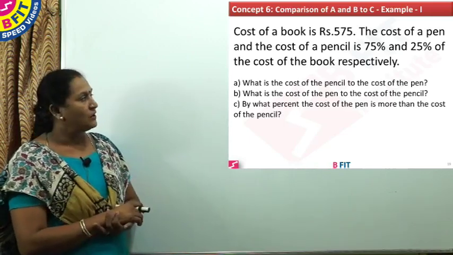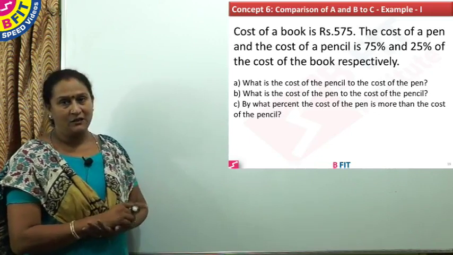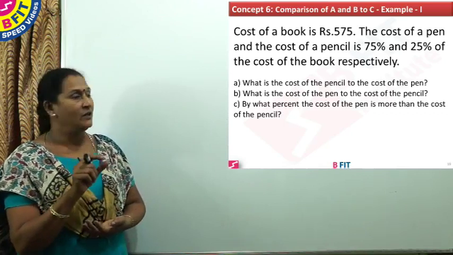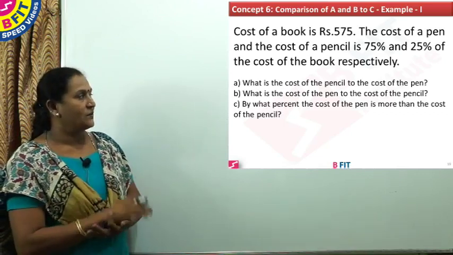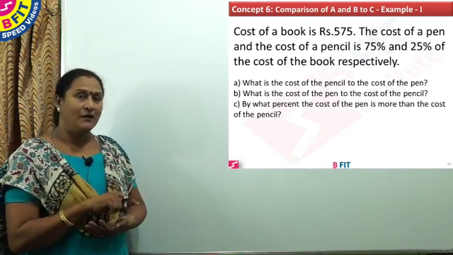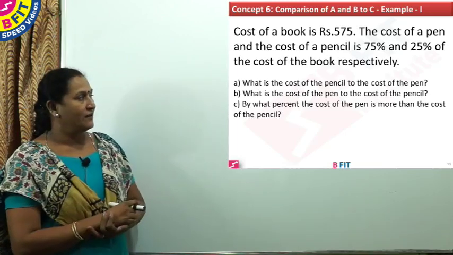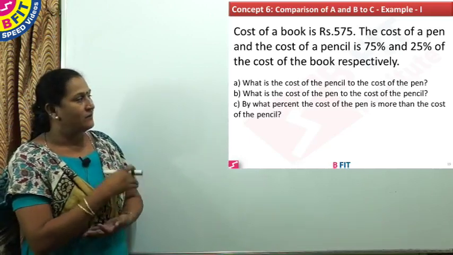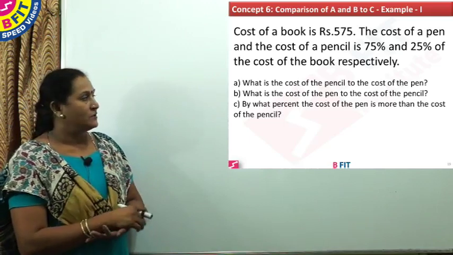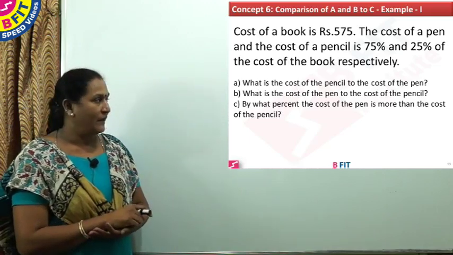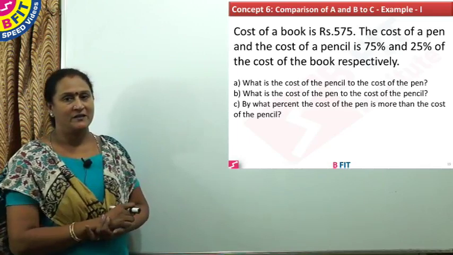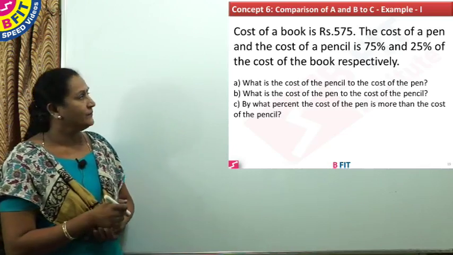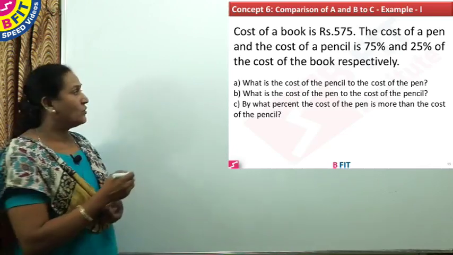So the questions are, what is the cost of the pencil to the cost of the pen? So we are asked to find the cost of the pencil as a percentage of the cost of the pen. Or the second question is, what is the cost of the pen to the pencil? And the third one is the concept of more or less: by what percent the cost of the pen is more than the cost of the pencil. So we'll see here how to get the ratios and answer all these questions. So here no need to consider the cost of the book.